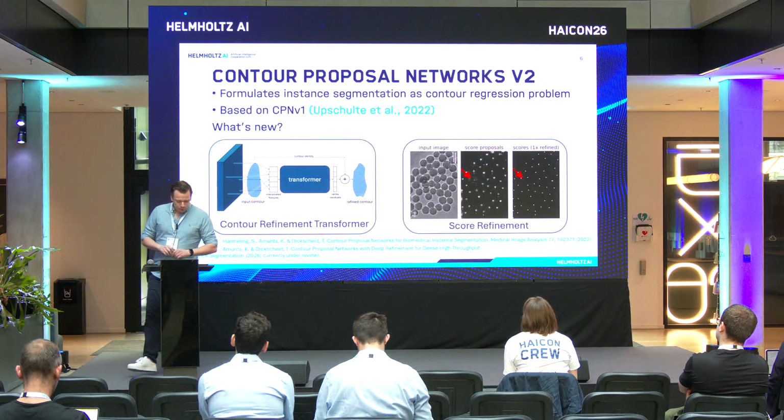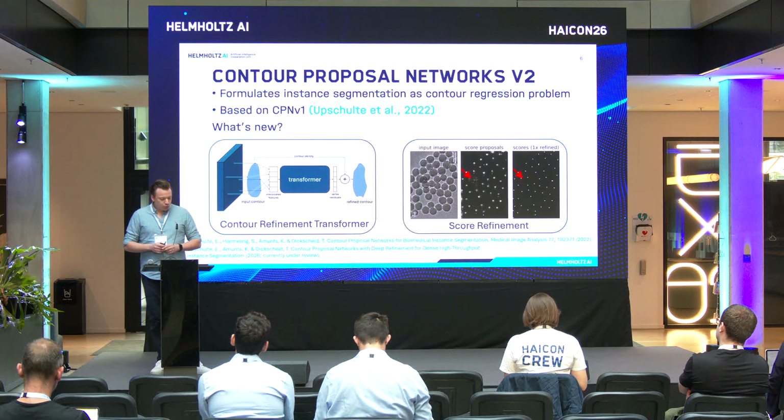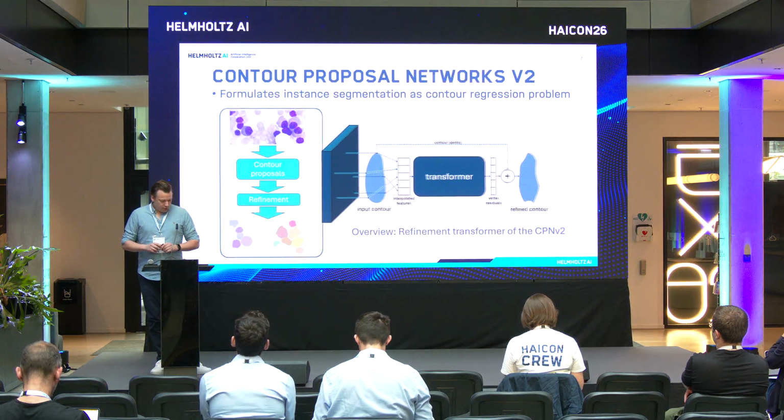Okay, with that out of the way, this is basically the model. So it's Contour Proposal Network version 2, of course based on version 1, which we published in '22. And today we look at two new components, which are the contour refinement transformer and the score refinement. So let's have a look.